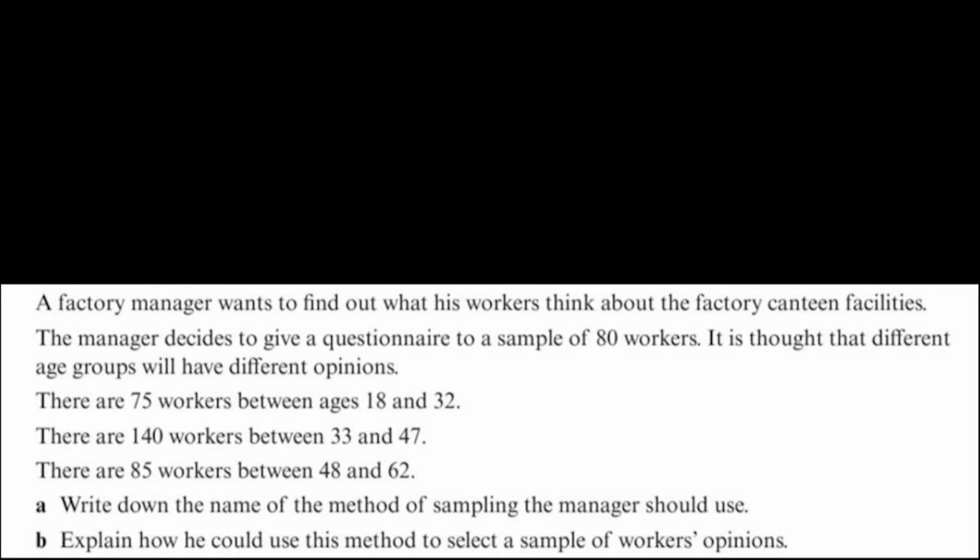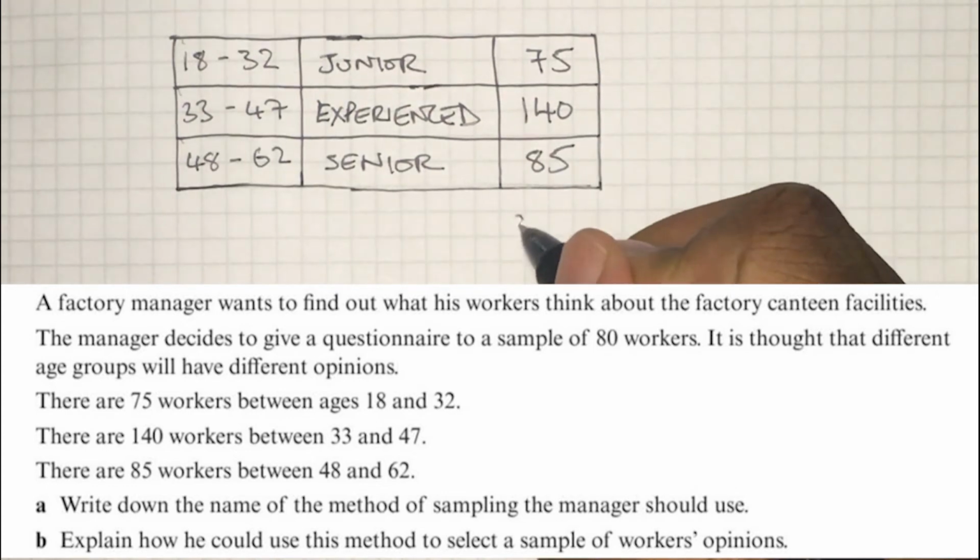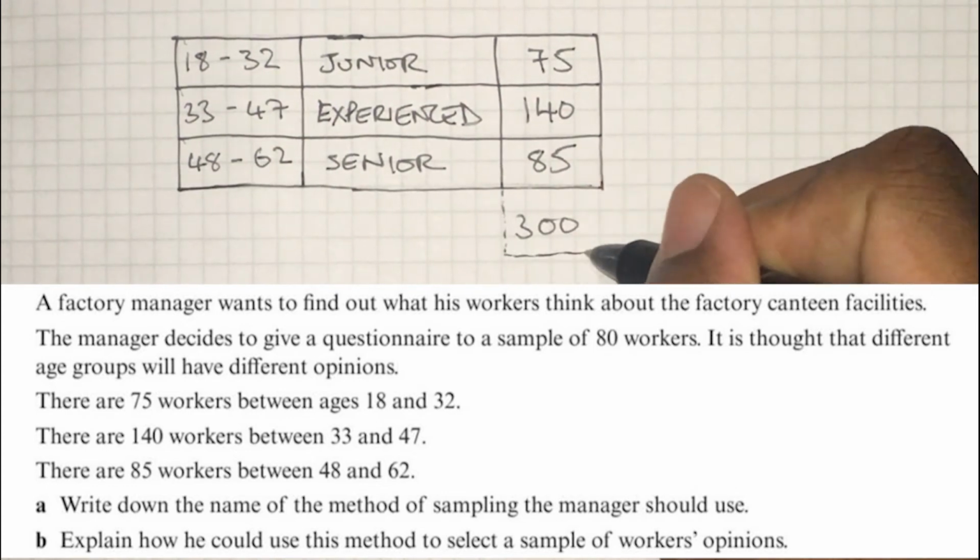It's thought that different age groups of workers will have different opinions. Alright, and then we're told how many workers belong to each of the age groups. So 18 to 32, I'll call those junior employees. There are 75 of them. Aged 33 to 47, experienced employees, there's 140 of them. And aged 48 to 62, we'll call those the senior employees, there's 85 of them. So in total, there are 300 employees.